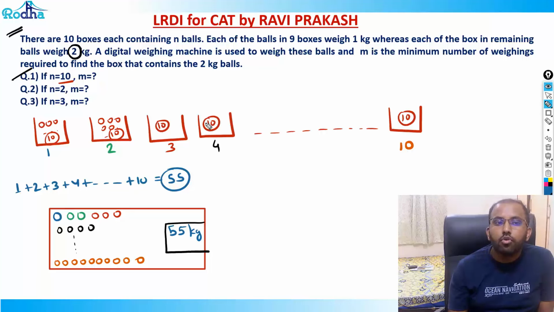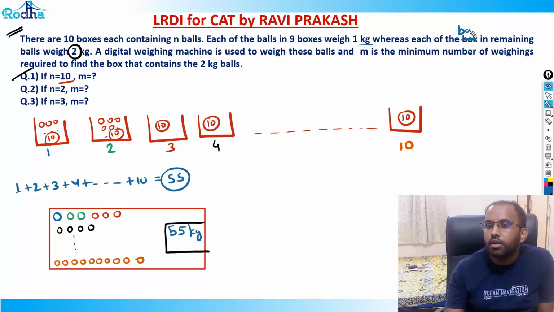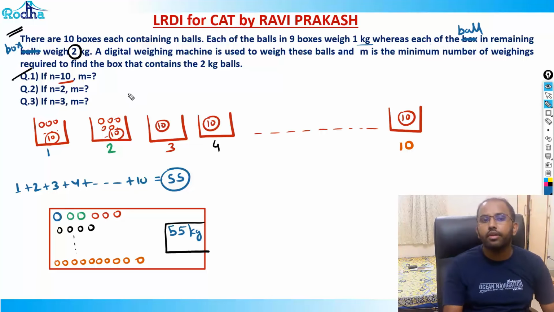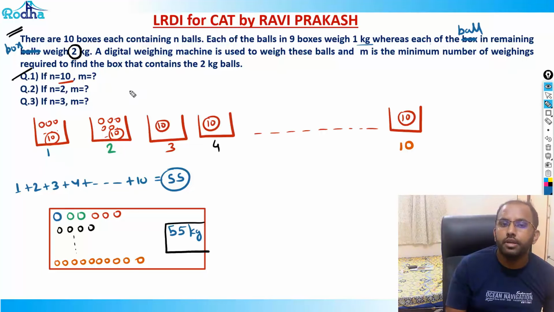Okay, so there's a one. You can see the sentence here: each of the balls in 9 boxes weighs 1 kg, whereas each of the balls in the remaining box weighs 2 kg. I'm sorry, guys, a bit of a typing mistake there. A digital weighing machine is used to weigh these balls.